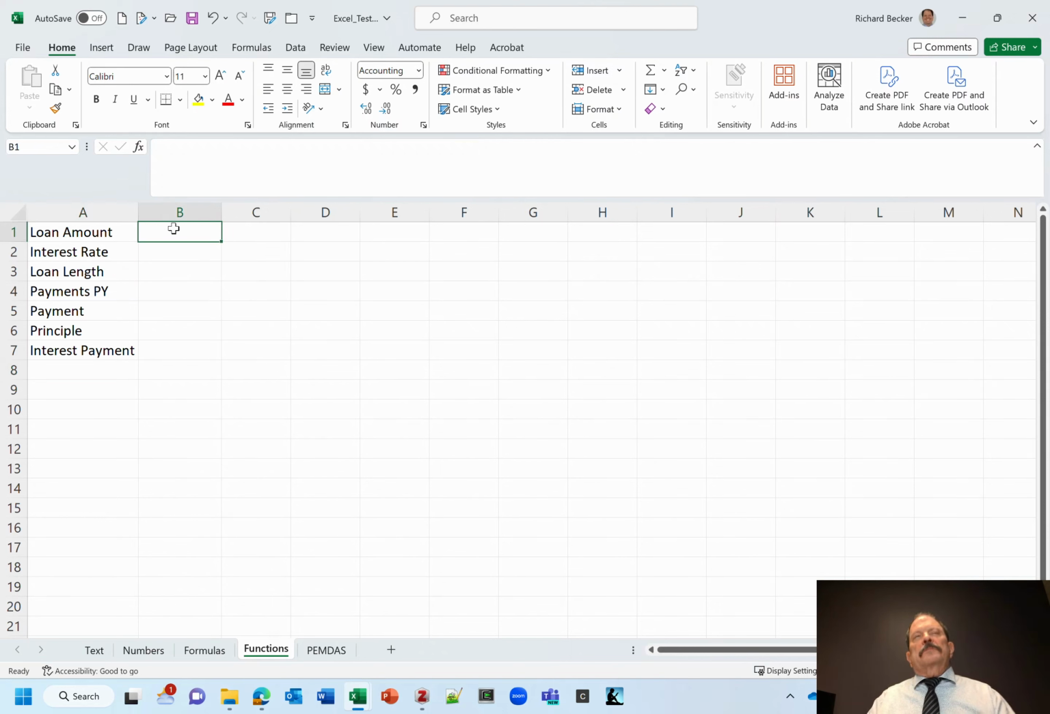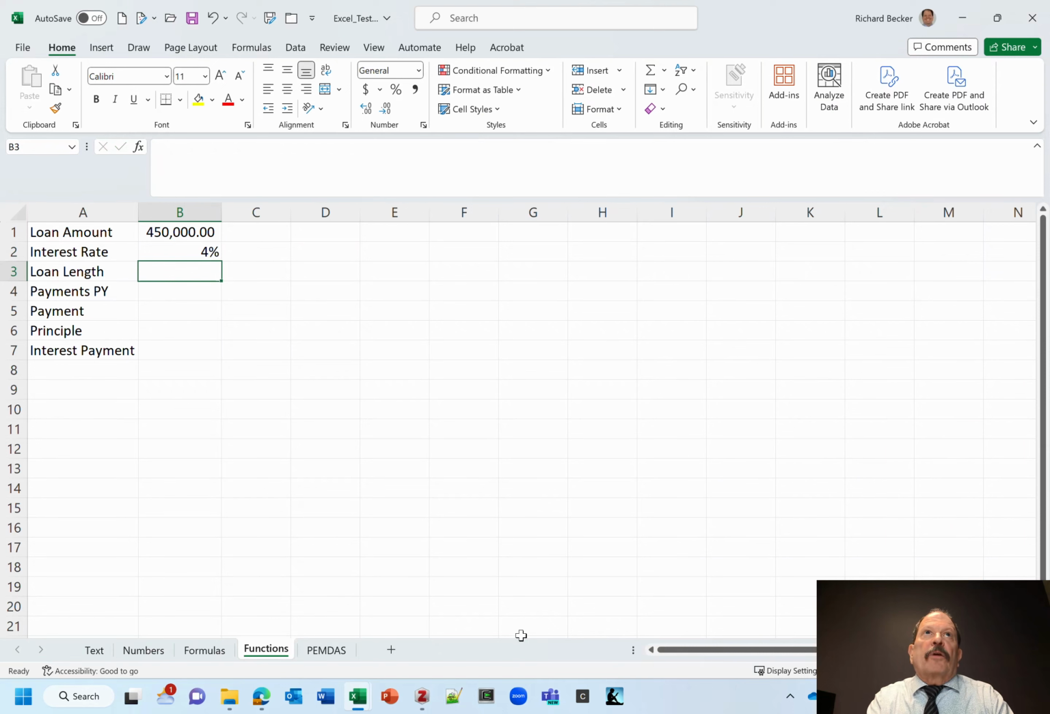Let's just say that we want to buy a house, and that house is $450,000. In this case we do want to keep the cents, the decimal places, because we don't always end up with no cents when we're making that payment. So I'm going to keep that there. My interest rate, the bank says, oh yeah, you can get a 4% rate. So we'll put that in there, 4%.